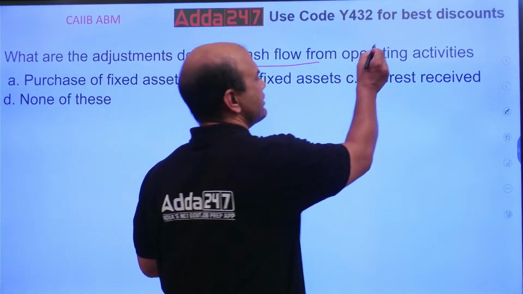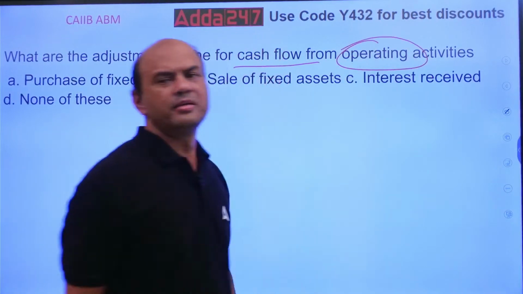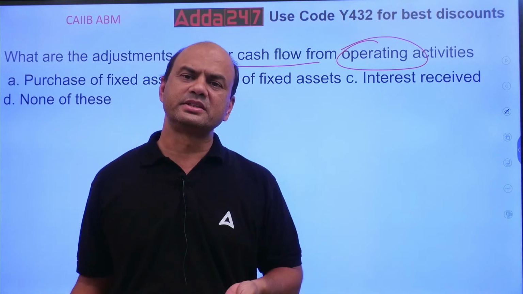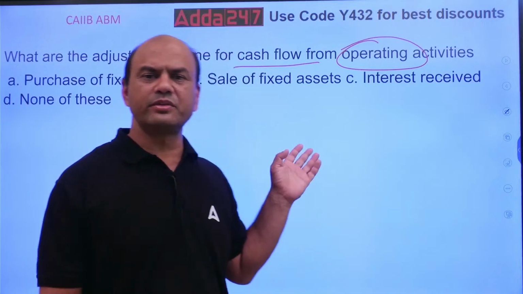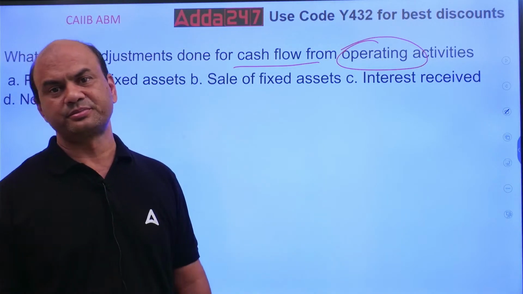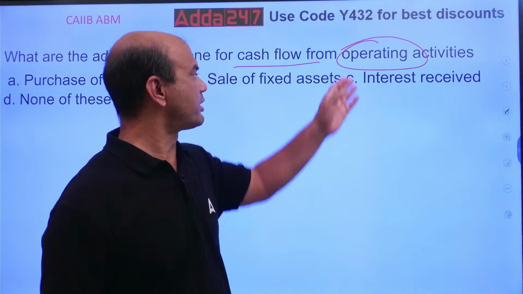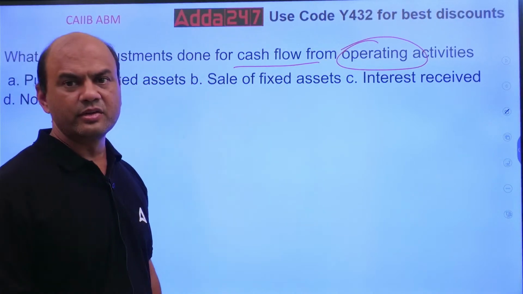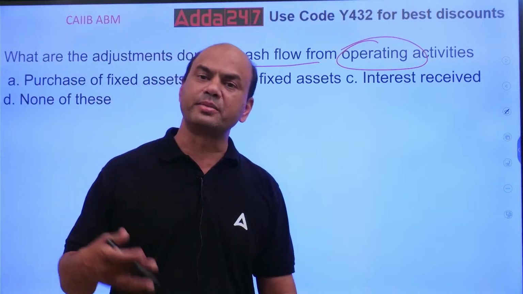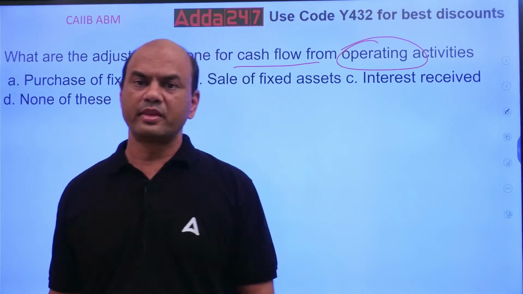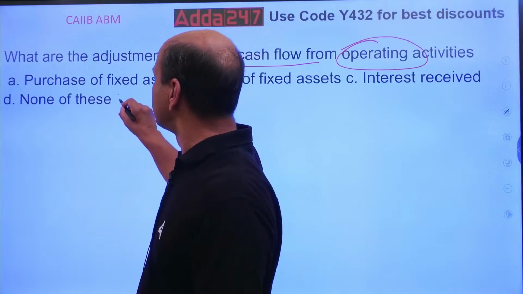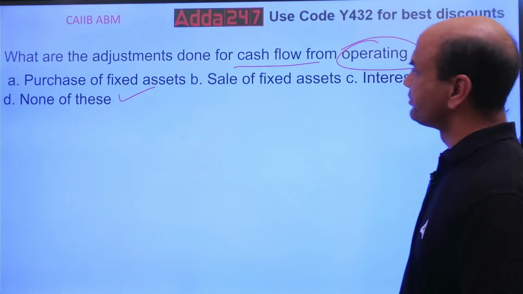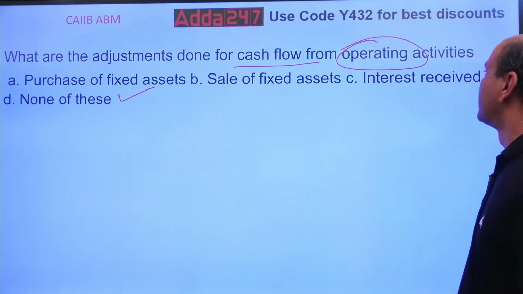Operating activities means what? My daily business. My daily business should be invested in my daily business. So I'll be using it for the liquidity purposes. I won't be using this for my fixed assets or anything. For each fixed asset, I'll take a separate term loan. Got it? So, none of these. You can't use it. Okay? Next.